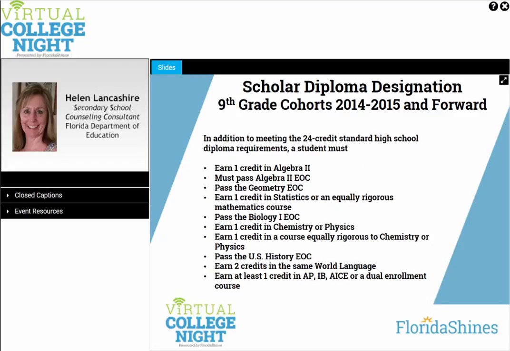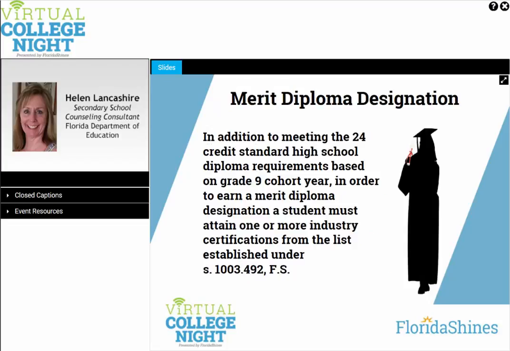These are the requirements for the Scholar Diploma designation for students in the 14-15 cohort and forward. Those are your students in grades 9 through 11, as outlined here and detailed on the academic advisement flyer. If a student passes an industry certification, then they may also receive a merit diploma designation. This is coded and will be printed on the student's high school transcript on the cumulative summary page.